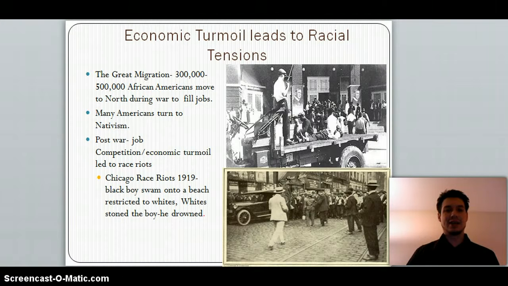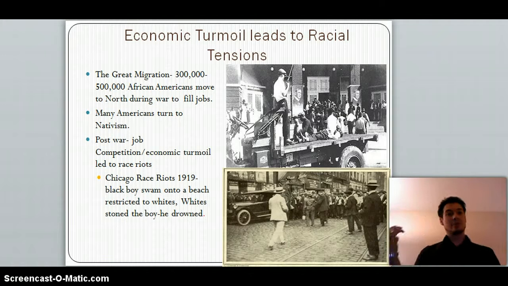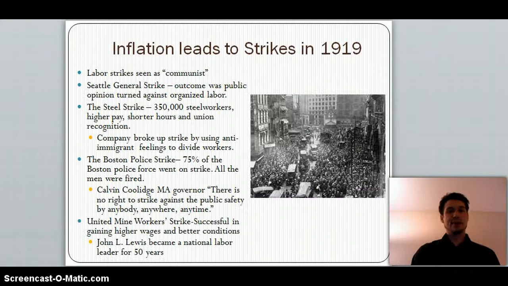This happens in 1919, and it happens because a black boy swims into the white part of the beach. Because remember back then, we had the Jim Crow laws, where you'd have literally beaches and everything else, bathrooms, restaurants, and so on, with a white section and an African American section. And with this, we have a black boy that goes into the white section, and when he does, he actually gets stoned to death. People on the beach throw stones at him until he drowns, and this leads to a huge riot across the city. And with this, we also get a lot of strikes.